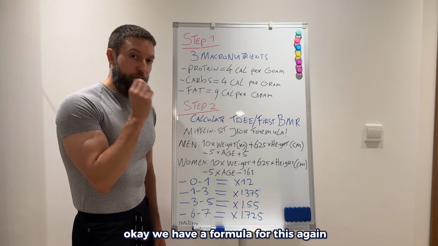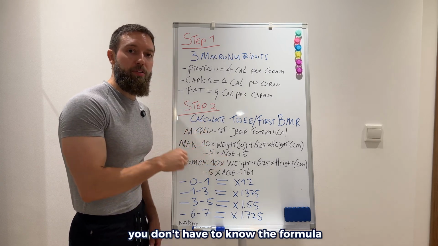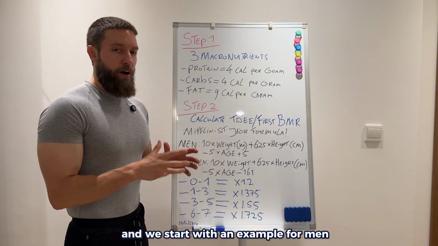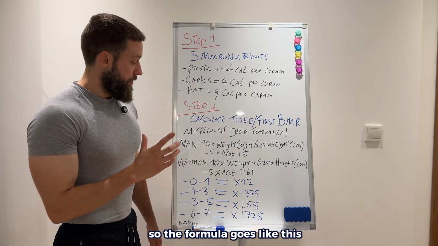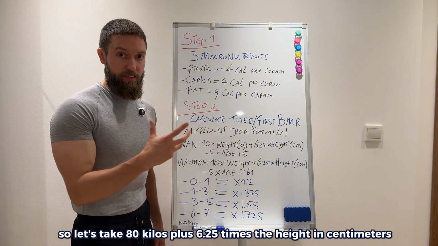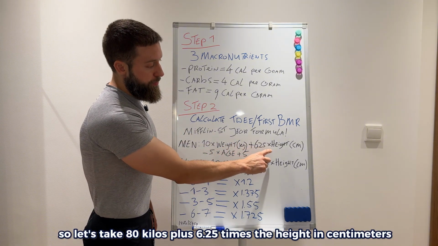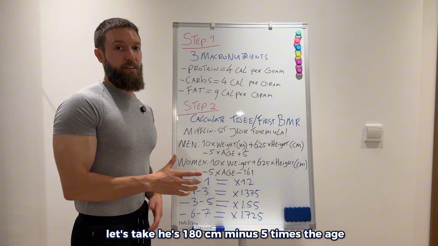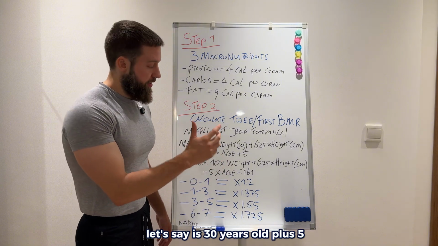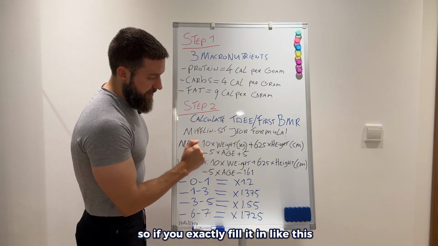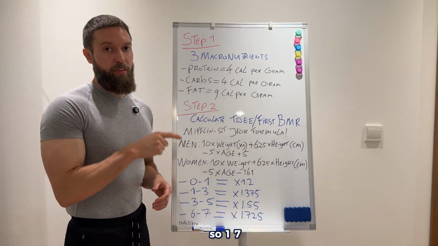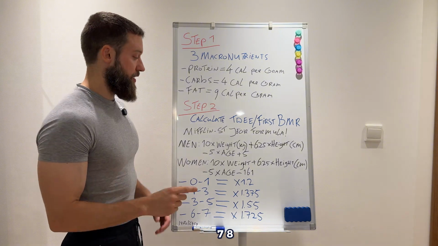Okay, we have a formula for this. Again, you don't have to know the formula, just write it down so you have it. It's called the Mifflin-St Jeor formula, and we start with an example for men. So the formula goes like this. For men it is 10 times the weight in kilos, so let's take 80 kilos, plus 6.25 times the height in centimeters, let's say he's 180 centimeters, minus 5 times the age, let's say he's 30 years old, plus 5. If you fill it in exactly like this, you get the number 1780.